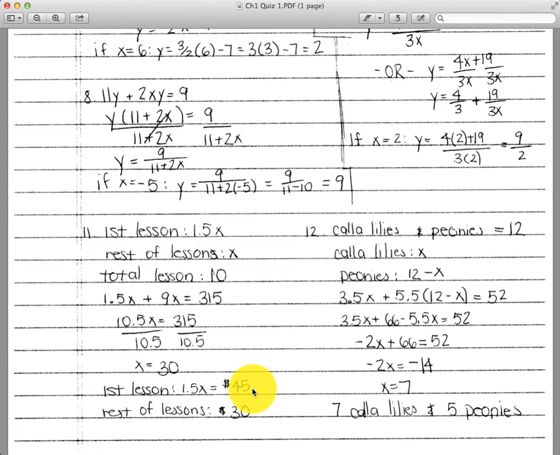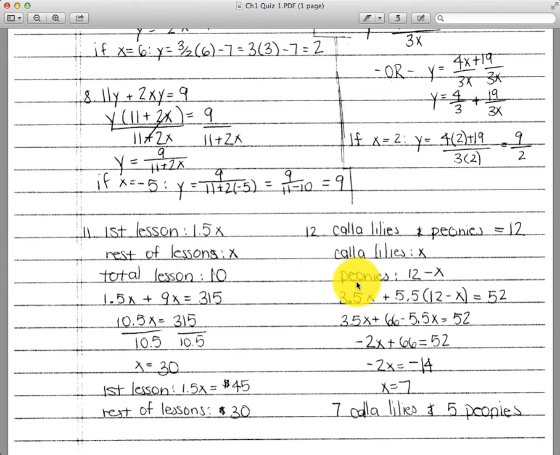In number 12, it said that you have lilies and peonies, and you have a total of 12 flowers. That total of 12 flowers is key because if you have x lilies, it means that you have 12 minus x of the peonies because you have 12 flowers total.